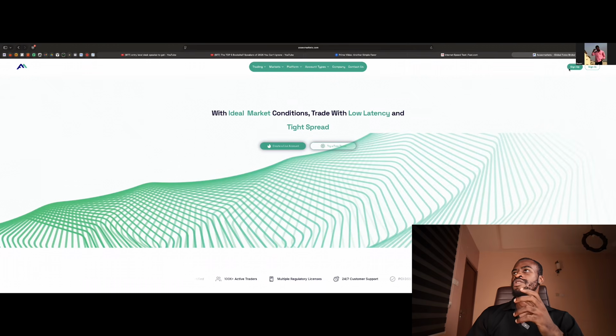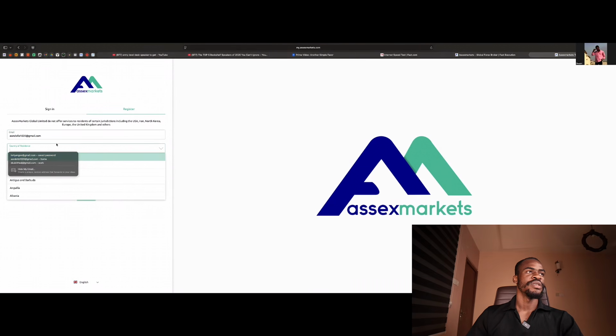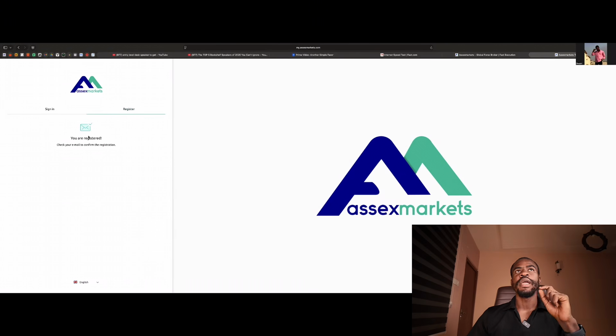So first things first, you go click on sign up. Now here I am going to use one of my emails to register, country of residence, Nigeria, and then password. Let me just put a random password. And then you click I'm not a US resident and then agree and then register. So now a confirmation email will be sent to your email of registration. So you need to go to that email and then click on it to confirm.